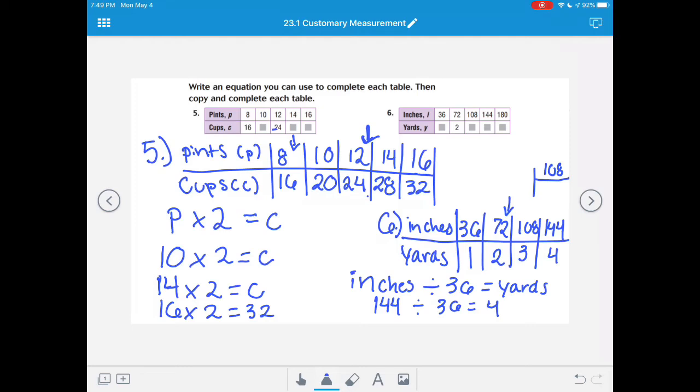And then last but not least, we have 180. So I'm going to plug in 180 into the equation instead of the word inches. So 180 divided by 36. Now I'm typing that into my calculator. 180 divided by 36, and that equals 5. So the last fill-in is 5 yards.